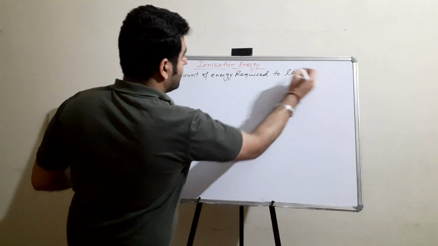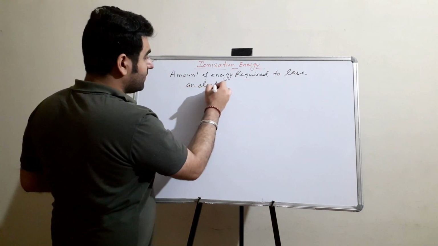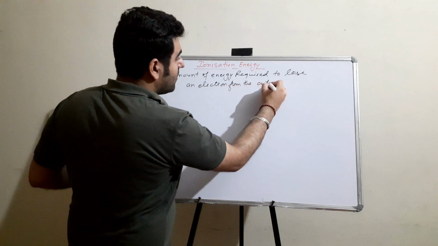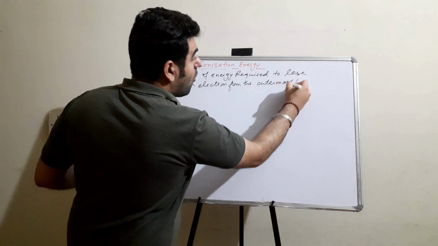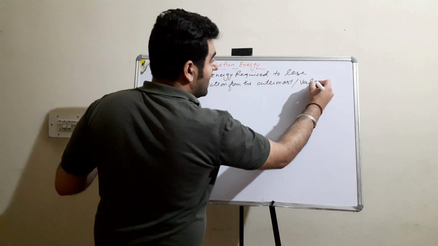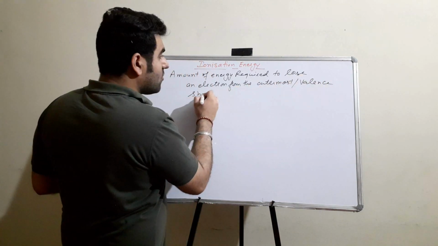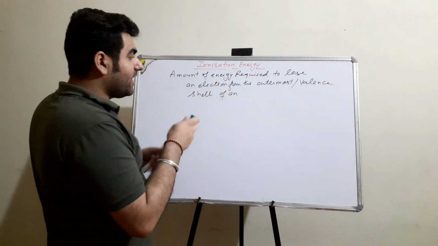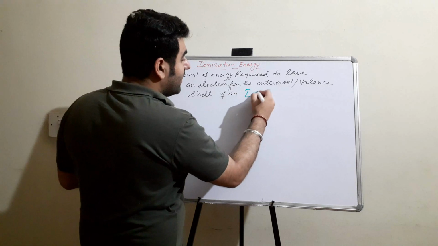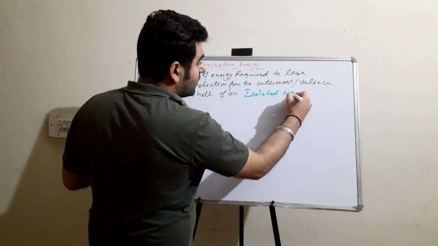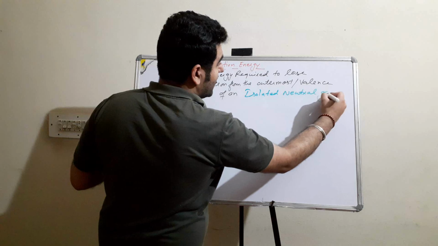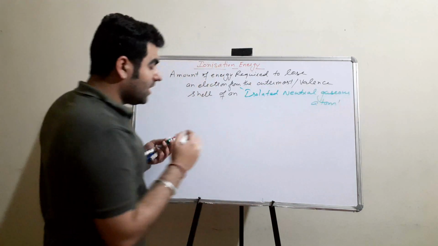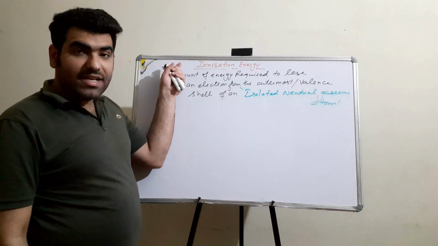to lose an electron from the outermost shell, that outermost is known as the valence shell, of an, very important thing, of an isolated neutral gaseous atom. So this is the definition of the ionization energy.